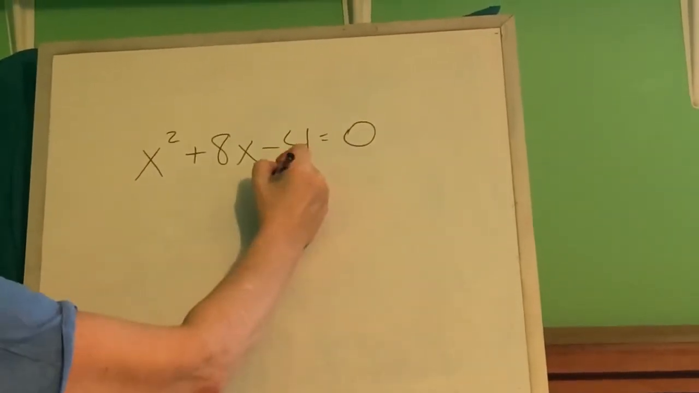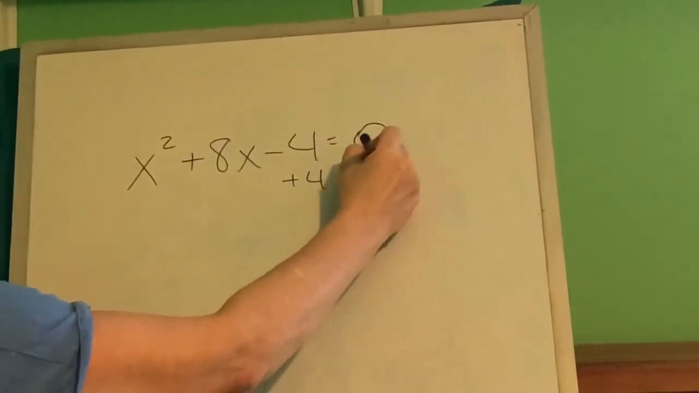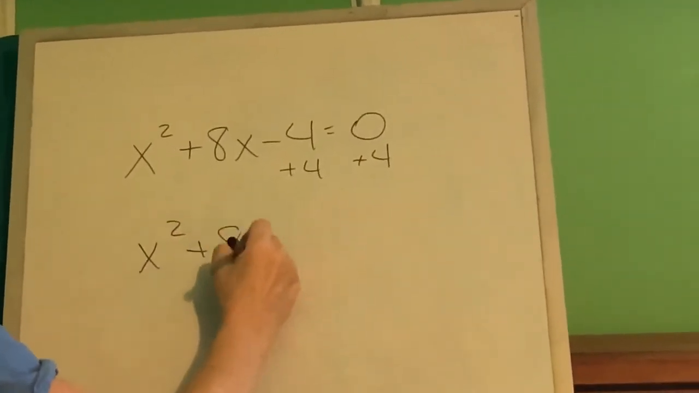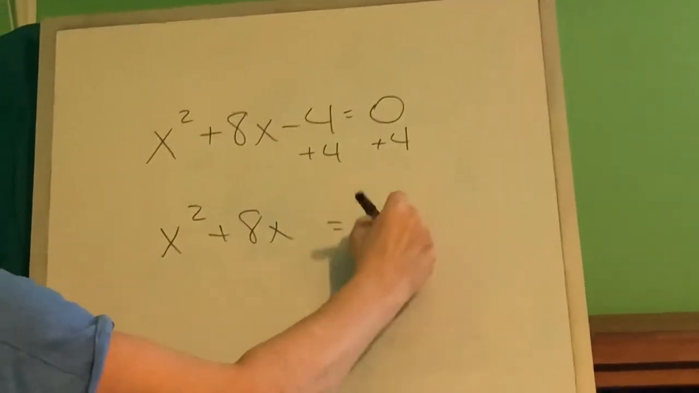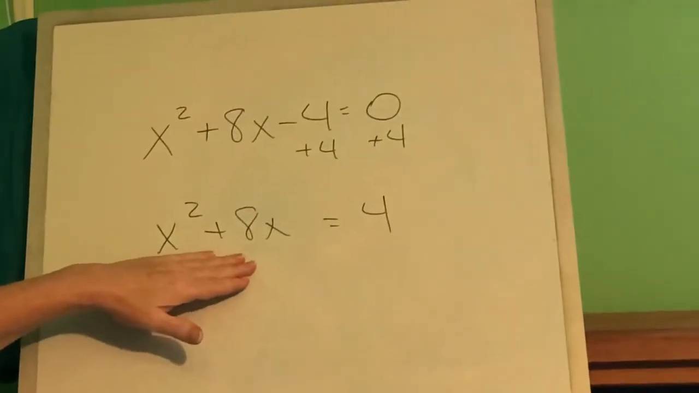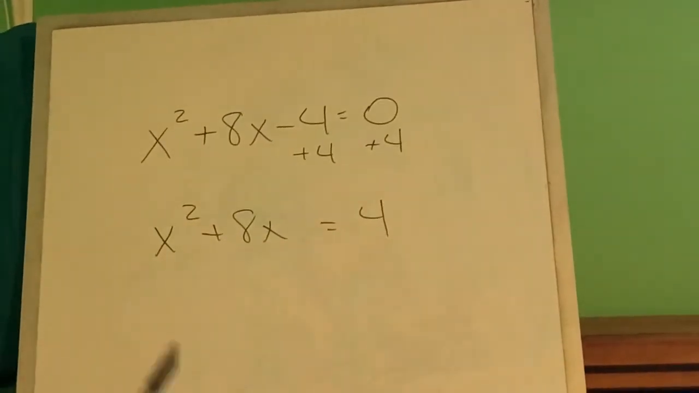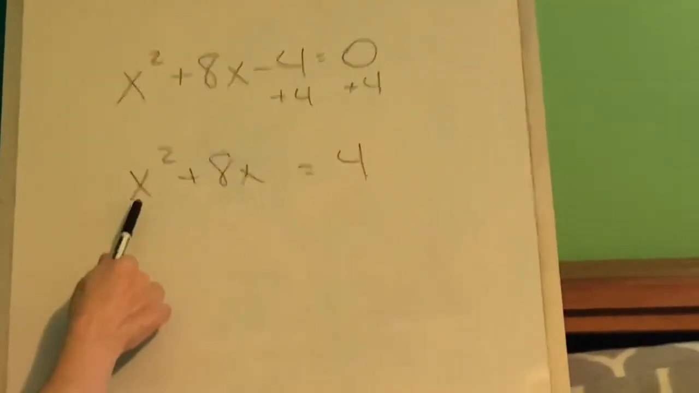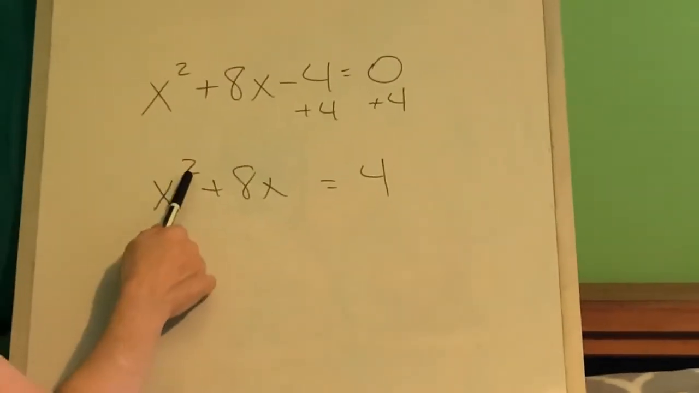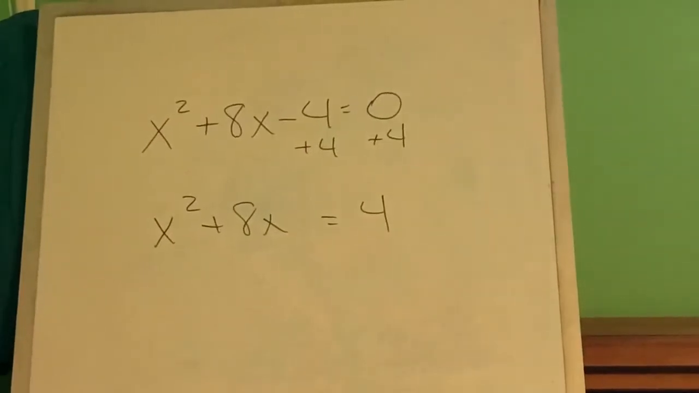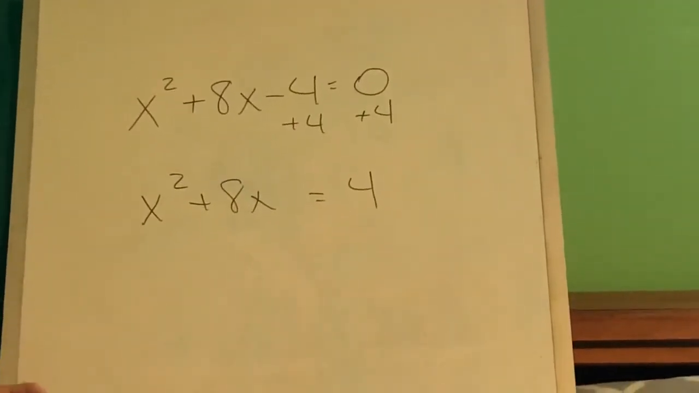Now the way I'm going to separate this is I'm going to add 4 to both sides. So now x squared plus 8x is equal to 4. My unknown values, my variables, are separated from my constant. We're still in descending order. Now remember, this is called the quadratic term because it's raised to the second power. This is the linear term because it's raised to the first power, and we have the constant here.